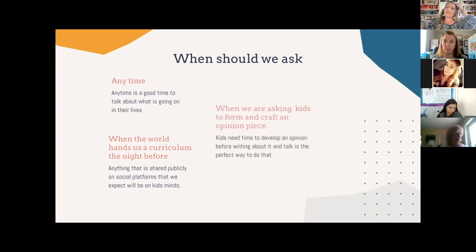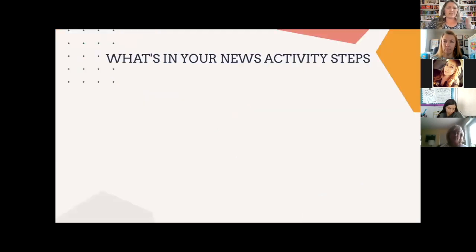The other thing is when we're asking kids to form and craft an opinion piece. In writing, this might be some good work to do when they're trying to generate ideas about what to write about.